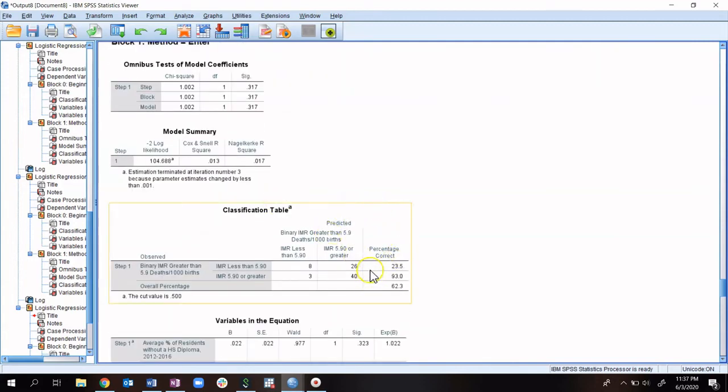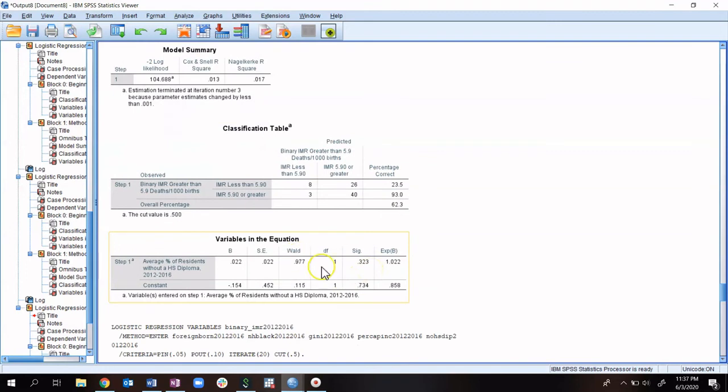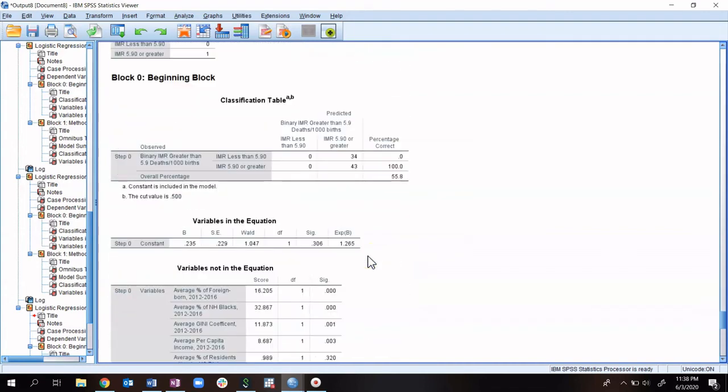We've got our classification table again, yay, and then our variables in the equation. Now this significance level, 0.323, is greater than our threshold for alpha, which is 0.05. So automatically off the bat, this is not significant. So we're not going to talk a lot about it. We're not going to go into detail about what this odds ratio means because it is not significant. Okay. All right. So that gets us to the full model.